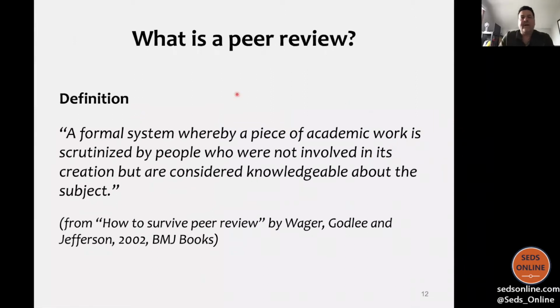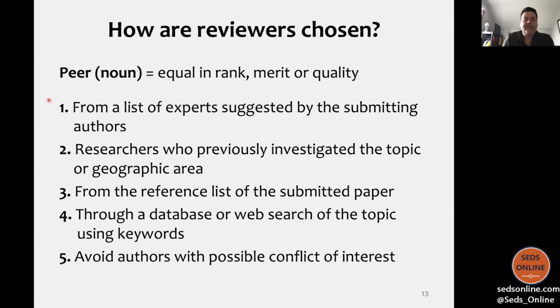So when we think about peer review, and how a review is generated, what's the definition of a peer review? It's a formal system whereby a piece of academic work is scrutinized by people who were not involved in its creation, but are considered knowledgeable about the subject. So these are other experts in the field that can contribute possibly to the science by critiquing your work. Now, how are reviewers chosen? Another kind of black box that folks might not be aware of.